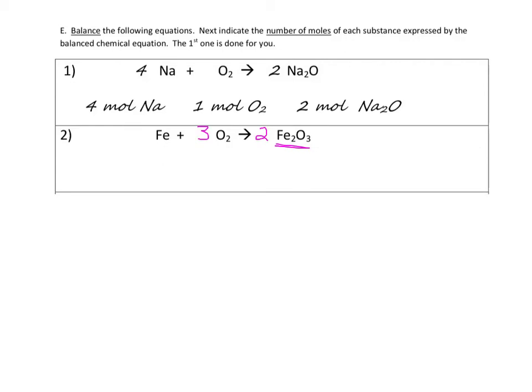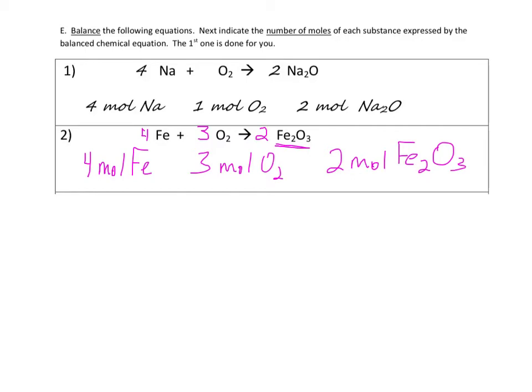By doing so, we change the total number of iron in our product to be 2 times 2 for a total of 4 iron. So we'll go back to our reactants and indicate 4 iron. Now that we have the balanced chemical equation, we can state the number of moles. There are 4 moles of iron, there are 3 moles of diatomic oxygen, and there are 2 moles of iron 3 oxide. And that's all you need to do in that section. So you complete the rest of these in section E.